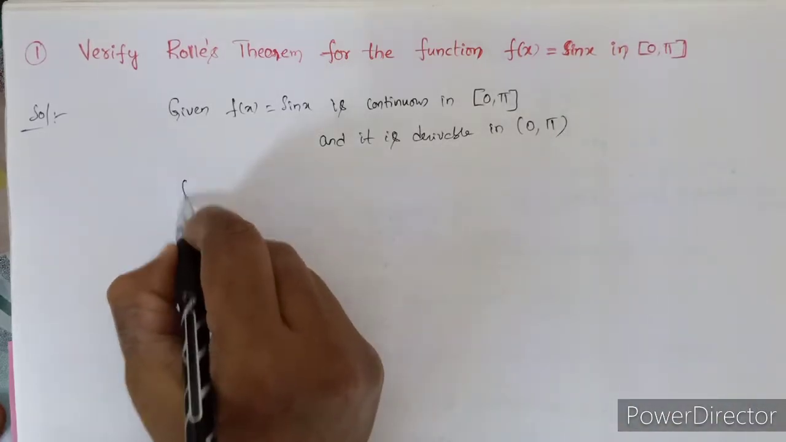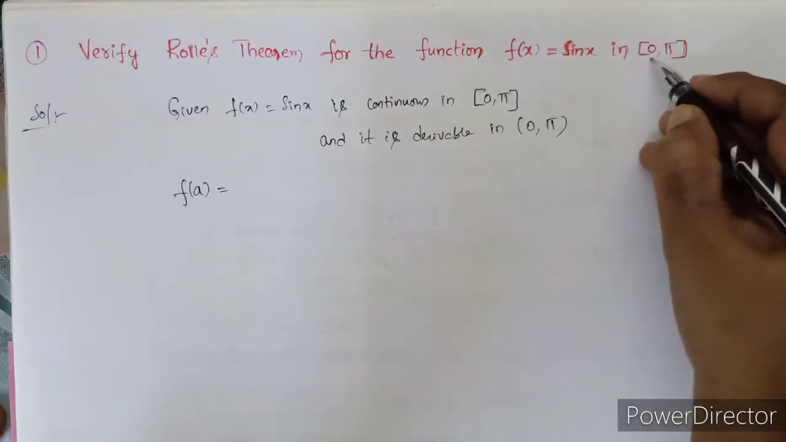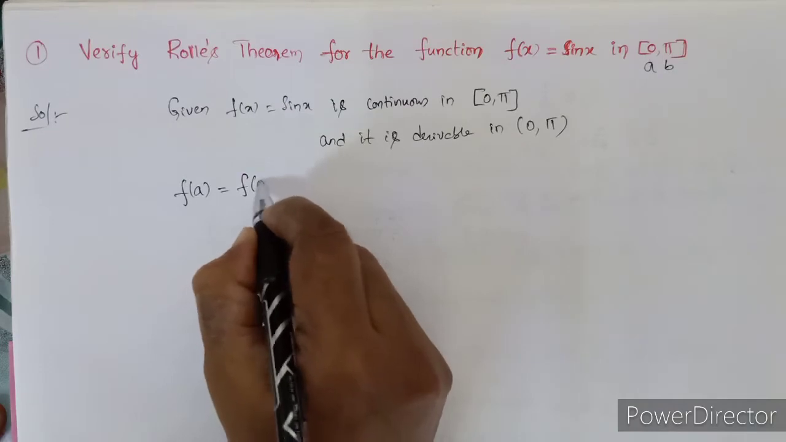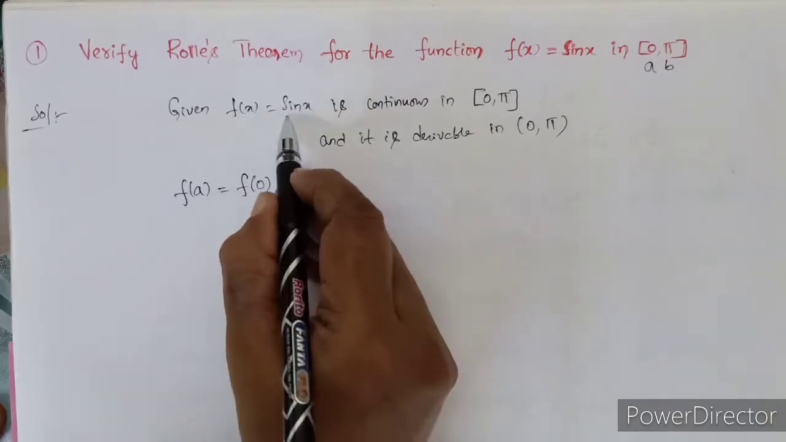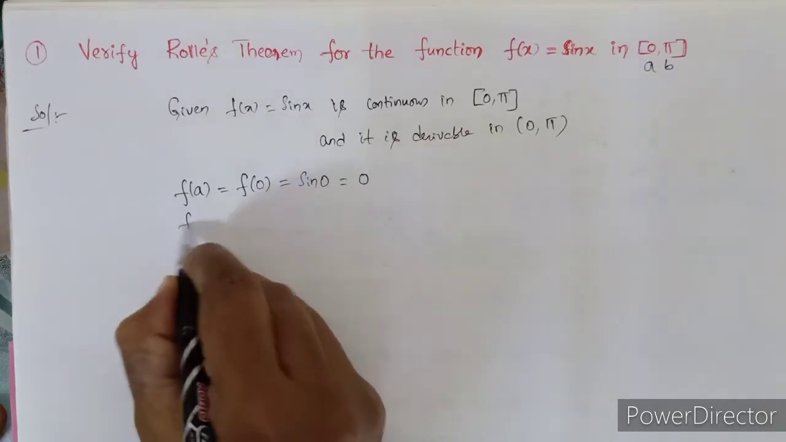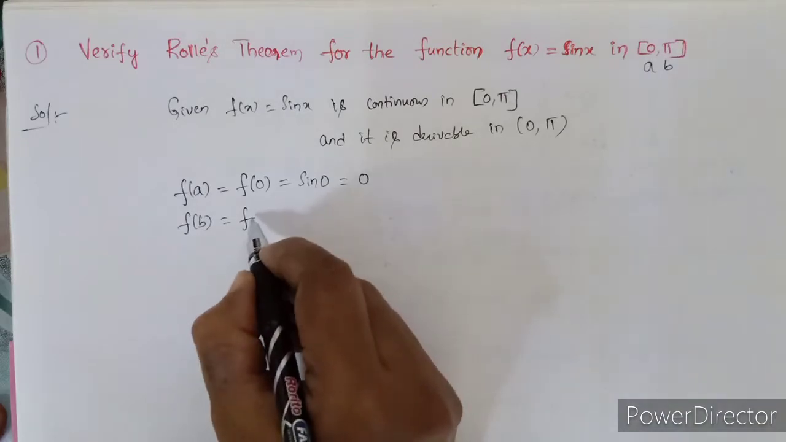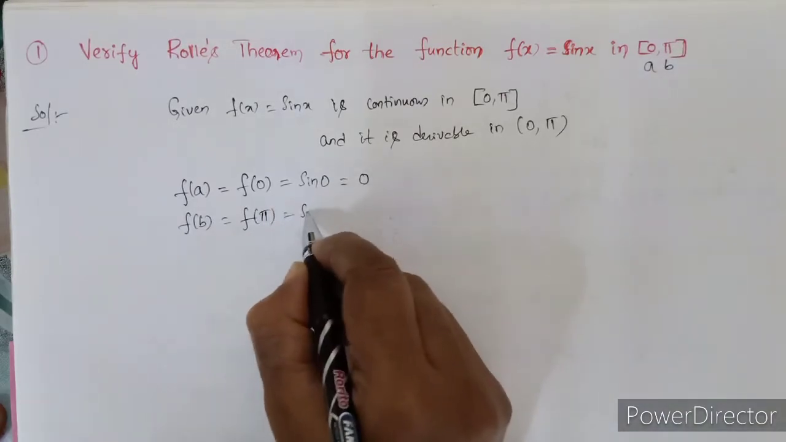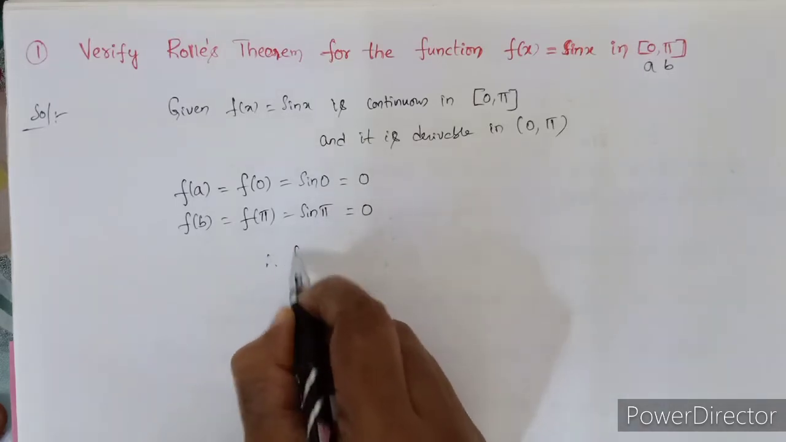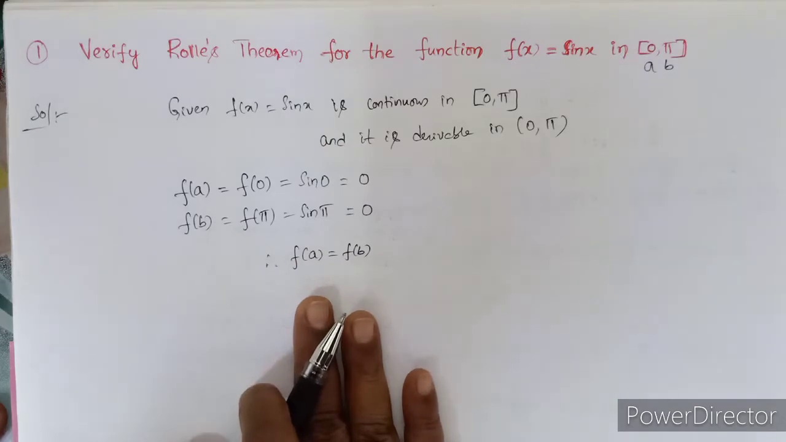Now we shall see the third condition of Rolle's theorem, f of a equal to f of b. In this interval 0 to pi, this is a and this is b. First we put a. f of 0 equal to sine 0. Sine 0 is 0. Now we see f of b. f of b is f of pi, sine pi. Sine pi is also 0. Therefore, f of a equal to f of b. This is the third condition of Rolle's theorem.